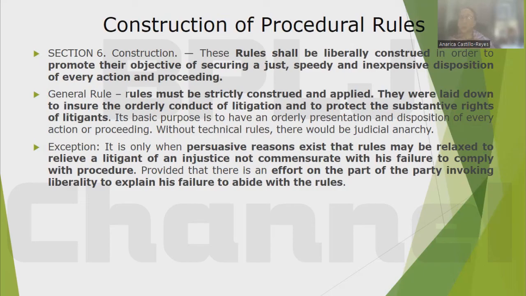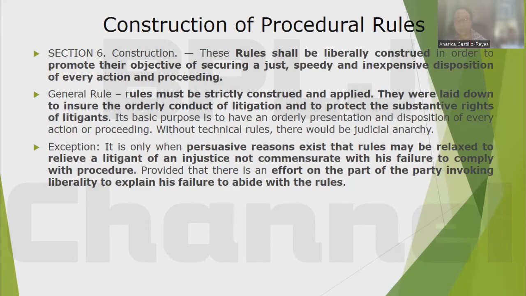Now, how do you construe procedural rules? As a general rule, procedural rules must be followed. However, if there are persuasive and compelling reasons that would warrant relaxation of the rules, the person invoking liberality must provide the court with the meritorious reasons why relaxation of the rules can be applied.